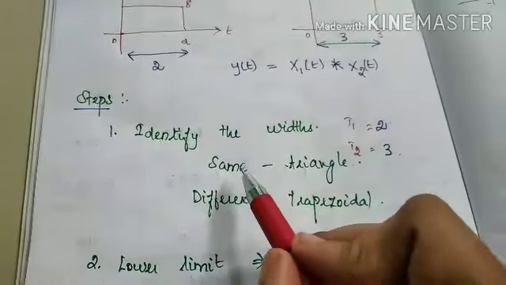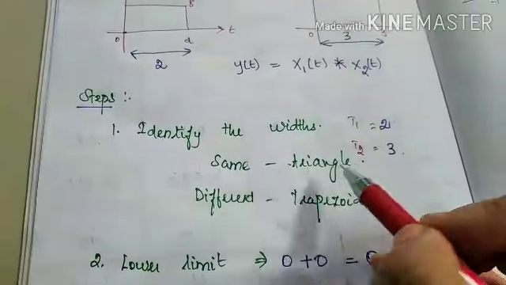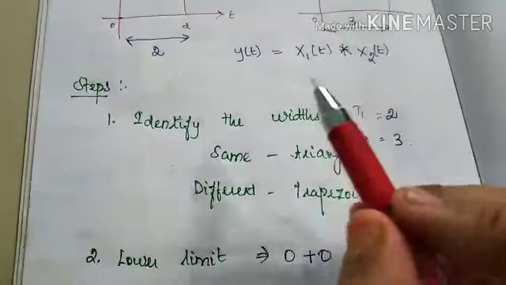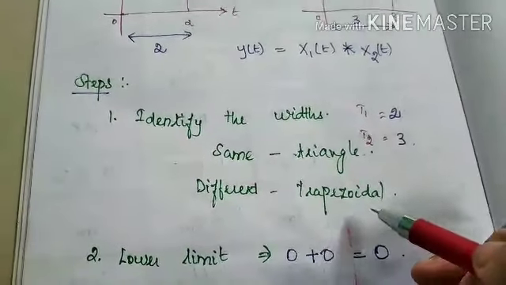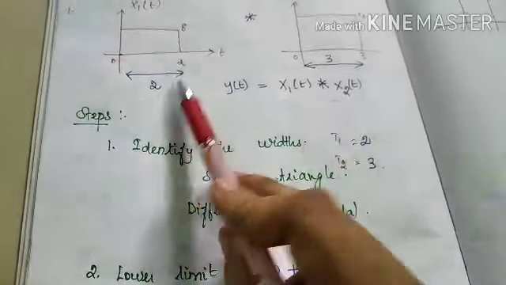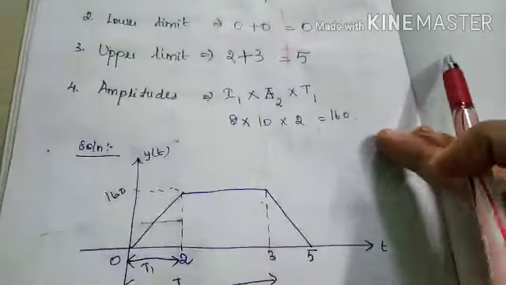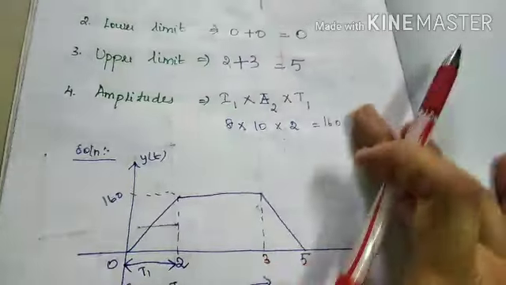Then if the base lengths are same, then it will be a triangle. Then our output plot will be a triangle. If the base lengths are different, the output plot will be a trapezoidal. See here, two base lengths are different. So we have considered our output plot as trapezoidal, right?